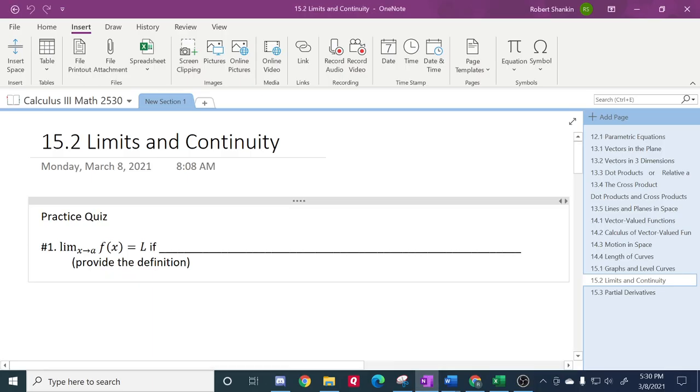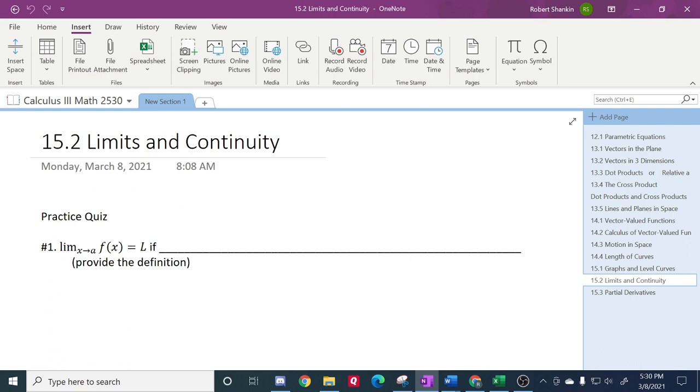Take you to the practice quiz. So number 1, this is back in Calculus 1. The limit as x approaches a of f of x equals L if, so you're defining what the limit means.